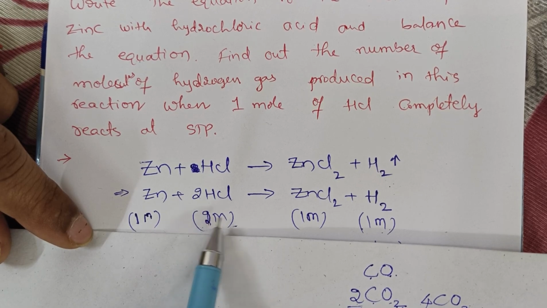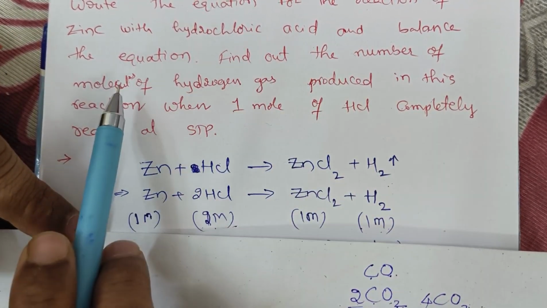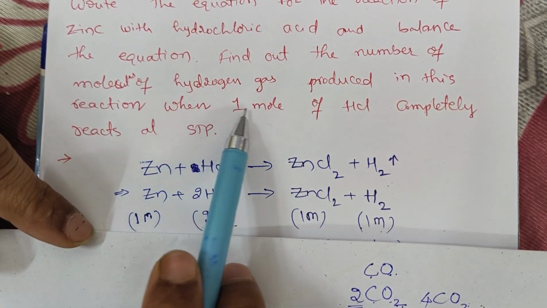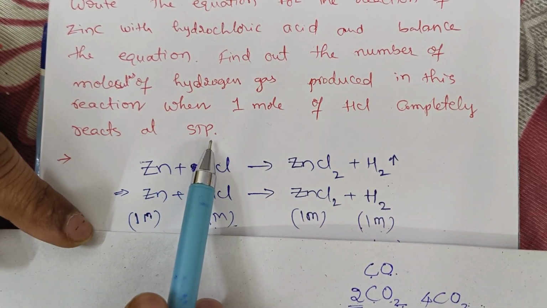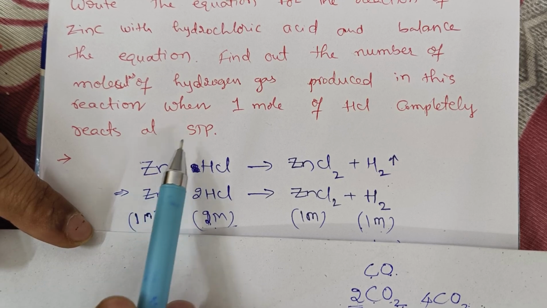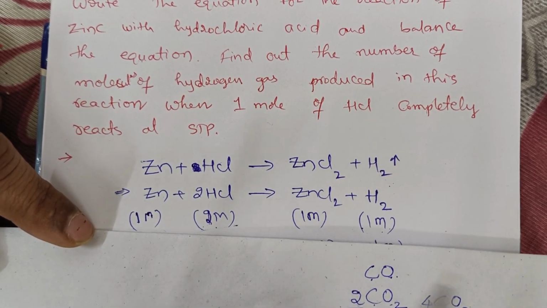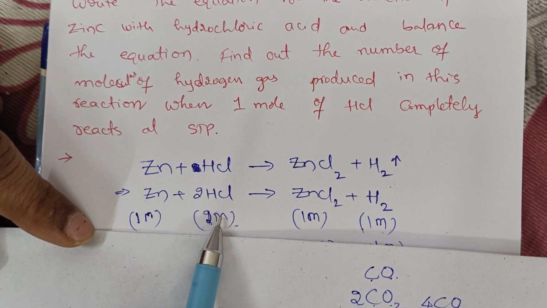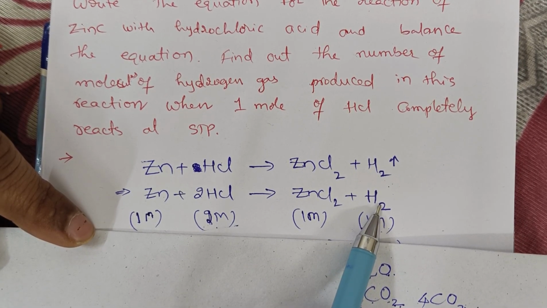Why are we concerned about this? Because we have a question. According to the question, find out the number of molecules of hydrogen gas produced in this reaction when 1 mole of HCl completely reacts at STP. It is a very simple question. As per the balanced chemical equation, 2 moles of hydrochloric acid gives 1 mole of hydrogen gas.